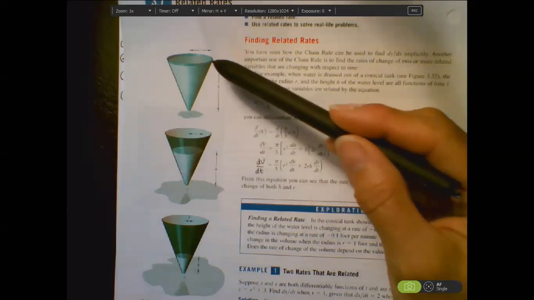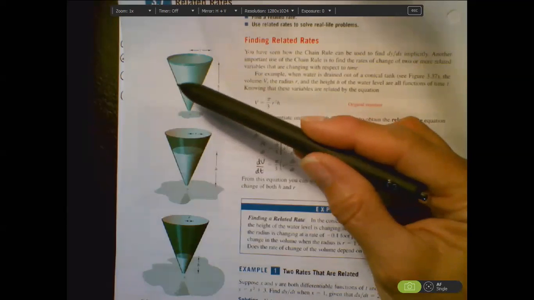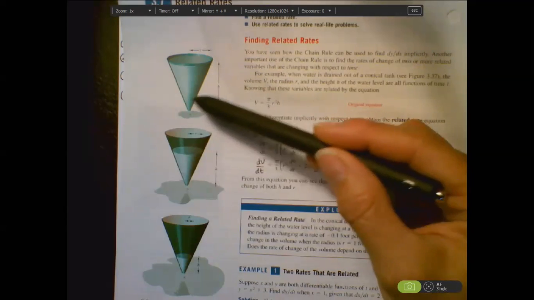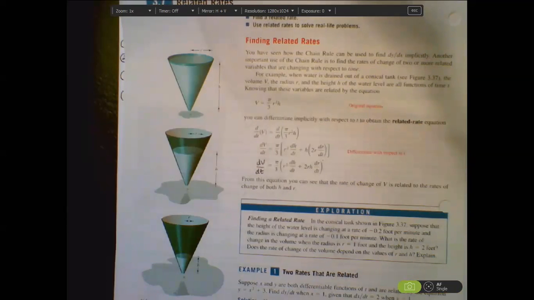They both depend on the height of the water at some particular second.